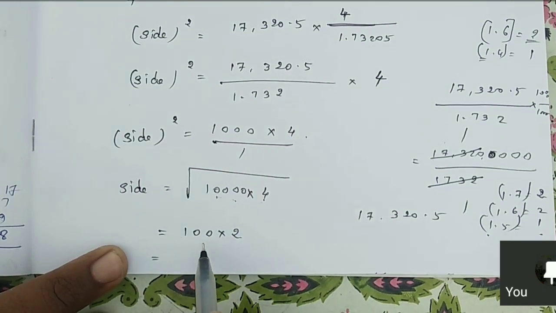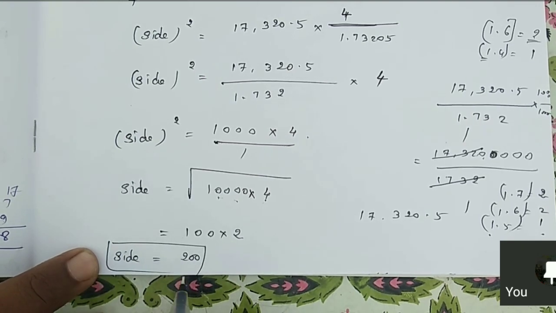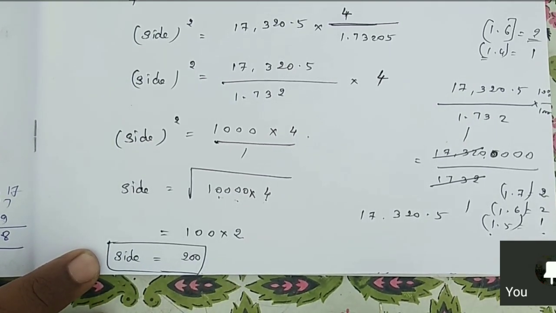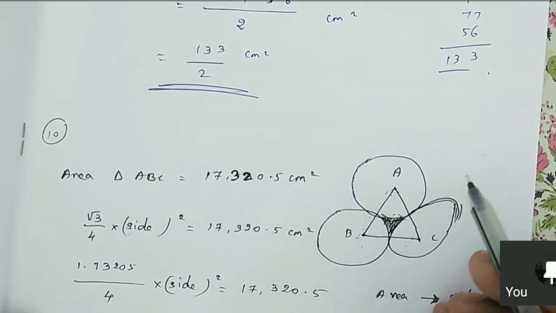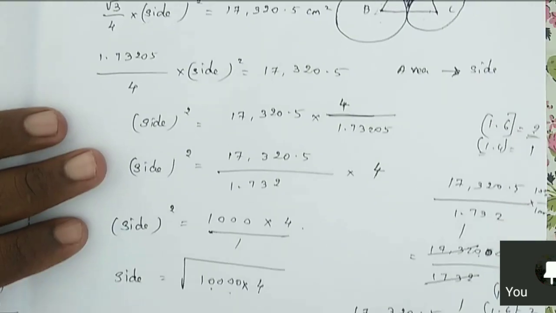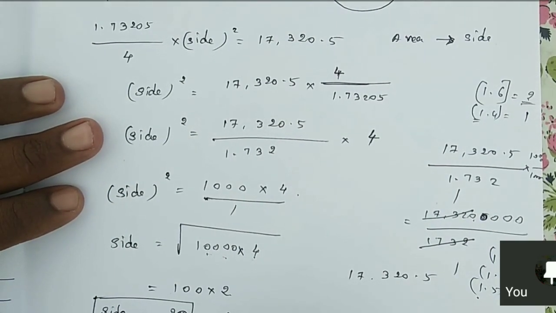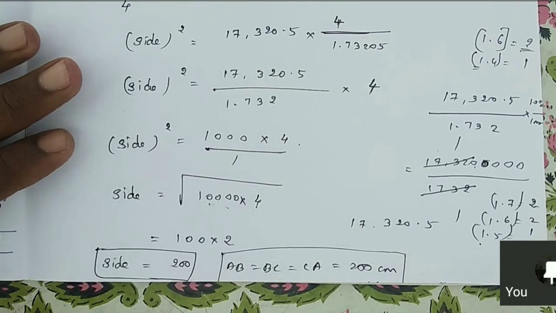What did it become now? 200. So what is it? It is the side of the equilateral triangle. So the side, that is AB, is equal to 200, right? Clear? So AB equals BC equals CA equals 200.